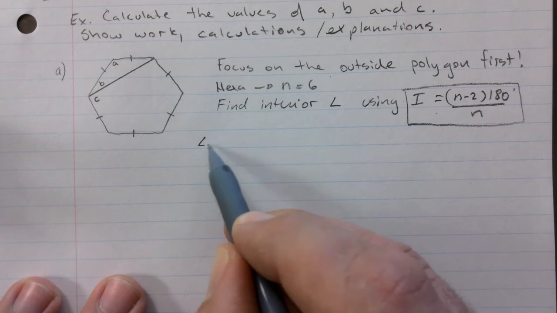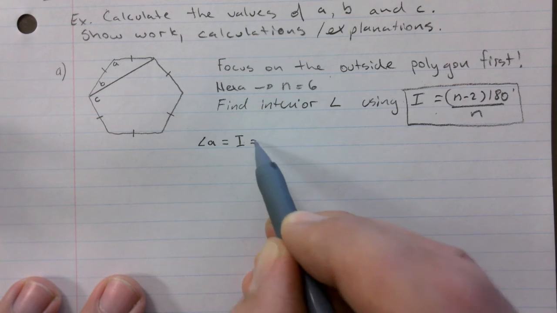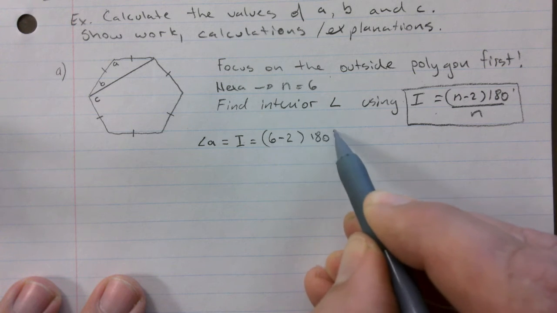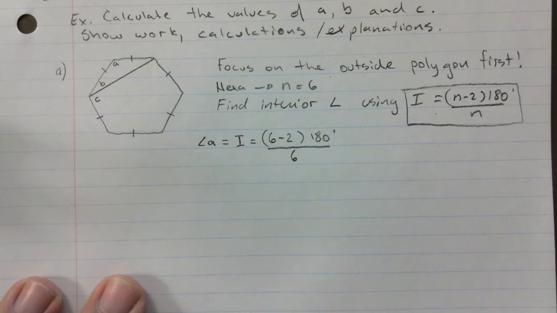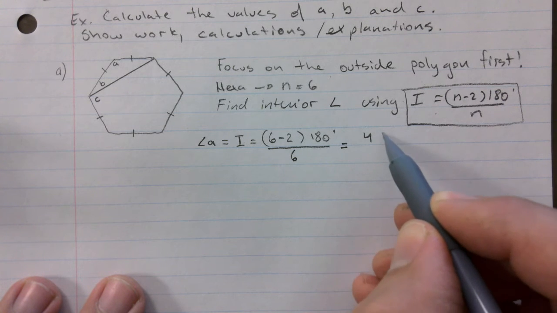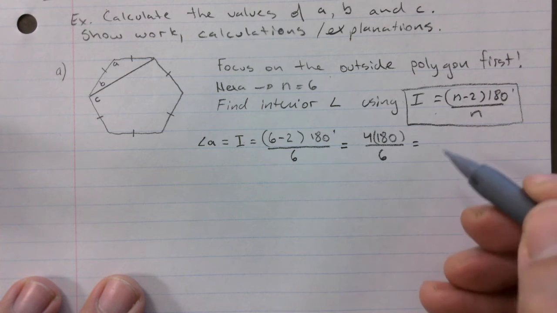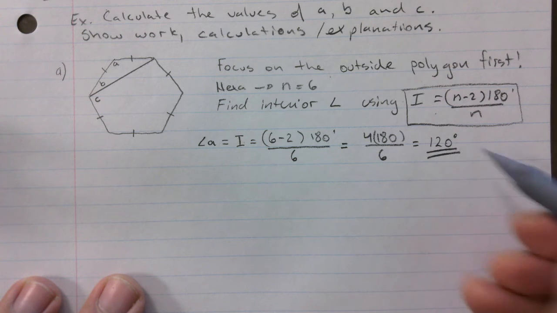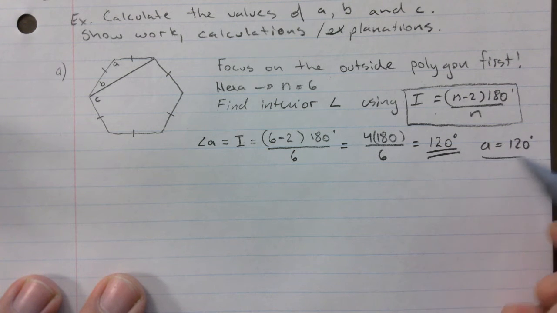So in this case, angle A is going to be the same thing as I, which is going to be 6 minus 2 times 180 divided by 6. And that gives you 4 times 180 divided by 6. That's 120. Very important to us. So I've actually found A already. A is equal to 120. I'm going to make sure that that's stated.